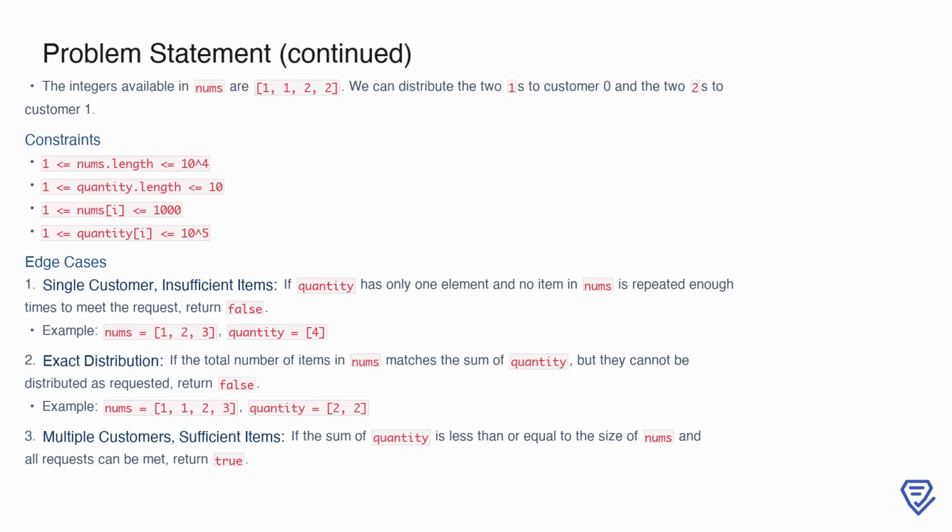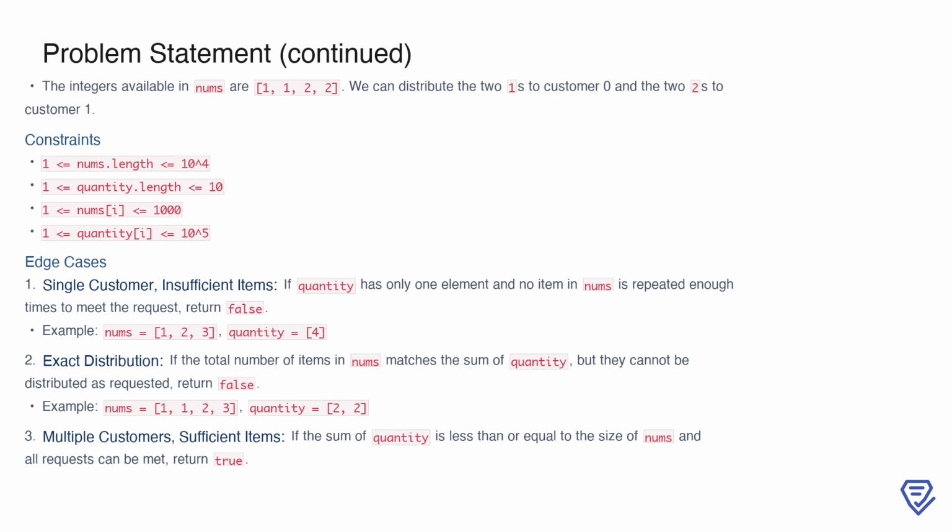To summarize, the constraints of the problem ensure that nums has a maximum length of 10,000, while quantity can have up to 10 elements. Each integer in nums is between 1 and 1000, and the values in quantity can be as large as 100,000. Certain edge cases need to be considered, such as when there is only one customer but the items in nums are insufficient to meet their request. For example, if nums equals 1, 2, 3, and quantity equals 4, the output should be false because no item is repeated enough times to satisfy the request.